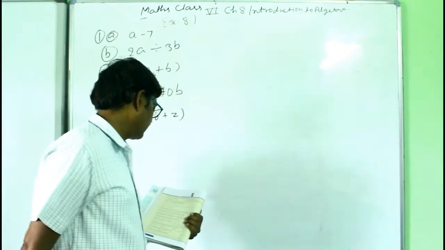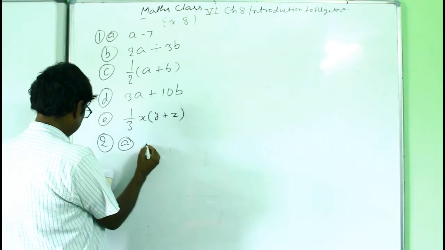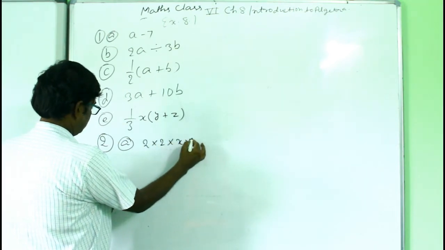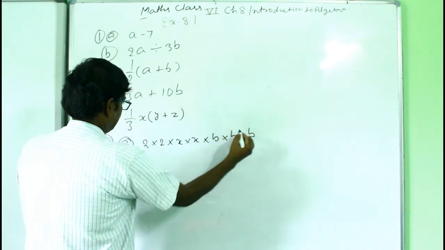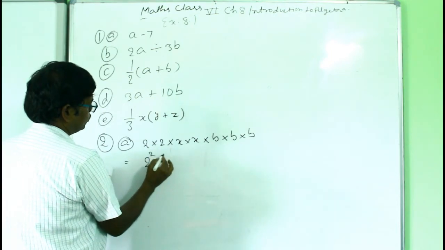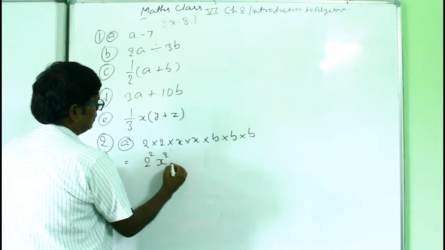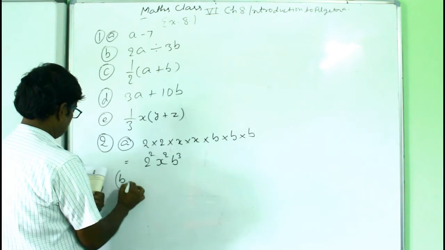So here we will write the exponential form of this number: 2 into 2 into x into b into b into b. So here 2 is twice, so 2 square, and x is here twice also, then x square, and b is twice, then b cube. So this is the exponential form.